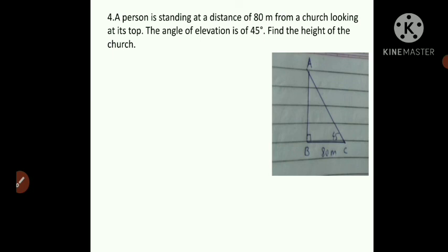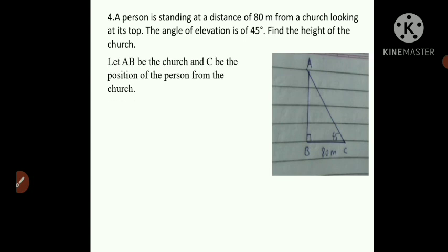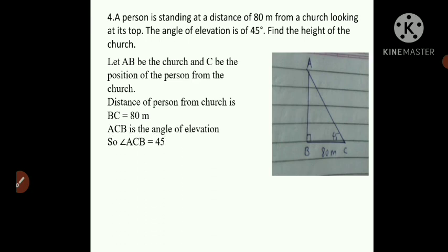Now we'll move on to the last question, that is the word problem. A person is standing at a distance of 80 meters from the church. Looking at its top, the angle of elevation is 45 degrees. Find the height of the church. Now in the diagram you can see AB represents the church and C is the position of the person who is standing at a distance of 80 meters from the church. So that is, see, BC is 80 meters. Now the angle of elevation is 45, so angle ACB is 45 degrees.